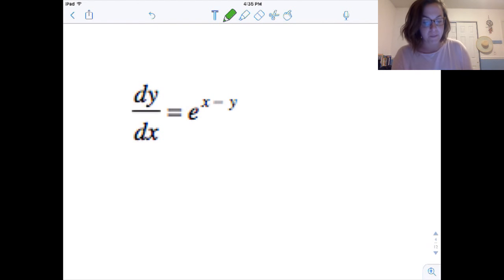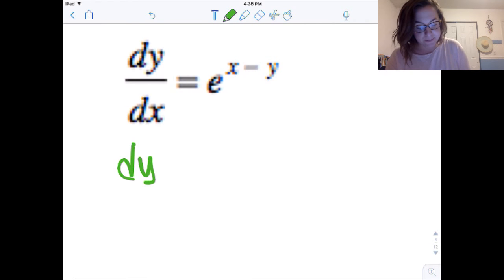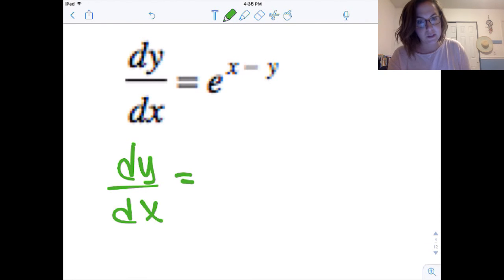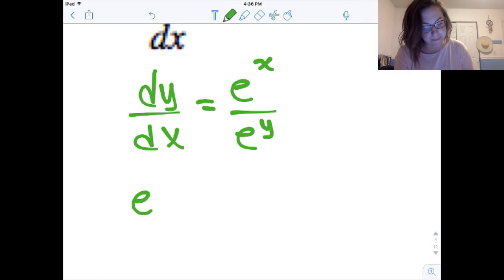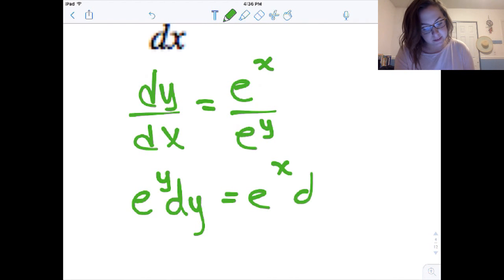So I'm going to have dy dx equals, I see that I'm subtracting my exponents. So if you know my stupid dances, divide, subtract, right? Divide, subtract. If your exponents are being subtracted, it means that your same bases were being divided. So I can do that. So now this is separable. So now I've got e to the y dy equals e to the x dx.